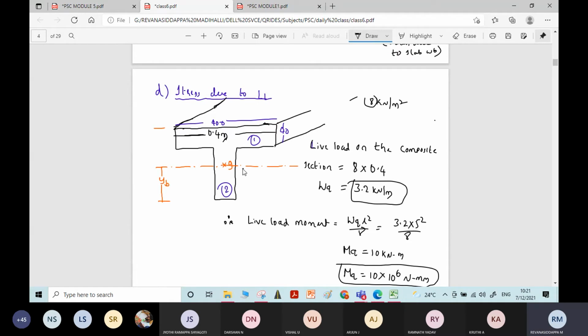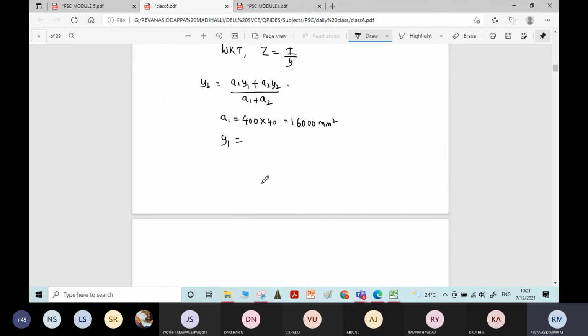The height of the beam is 200. Width of the beam is 100. Now tell me the value of Y1, means distance of centroid of rectangle 1 from bottom fiber. 200 plus 40 by 2. So it is 220, correct? 200 plus 40 by 2, 220 mm.